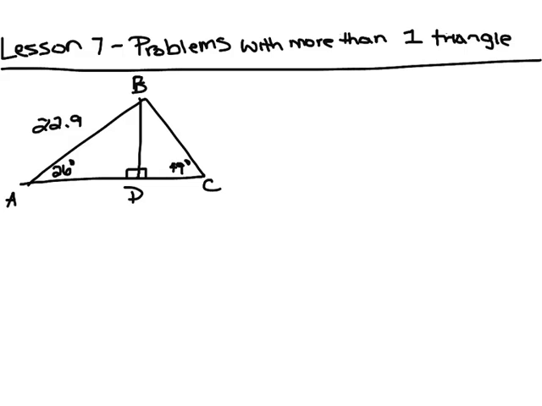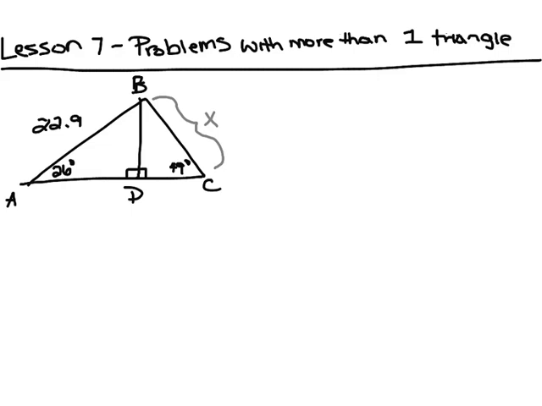Solving problems with more than one right triangle. Sometimes you'll have a problem and there are two triangles in the picture, and you're going to have to solve for a certain thing, and you might have to do different steps to solve for one triangle. So for this one we want to find BC. So let's call that X.